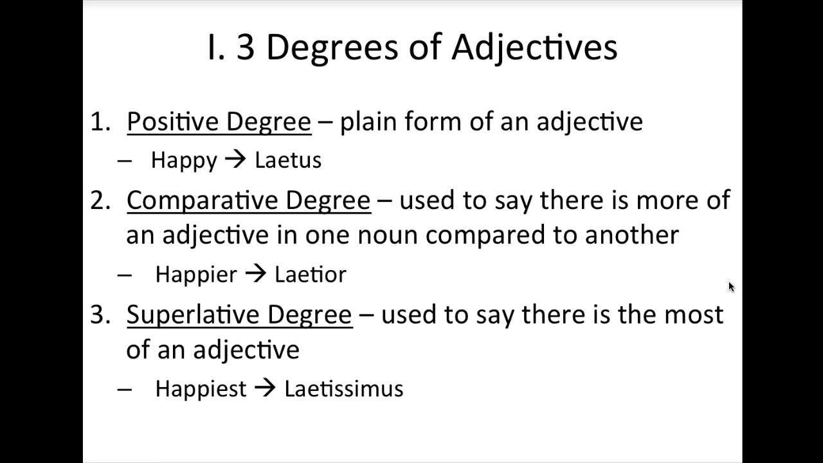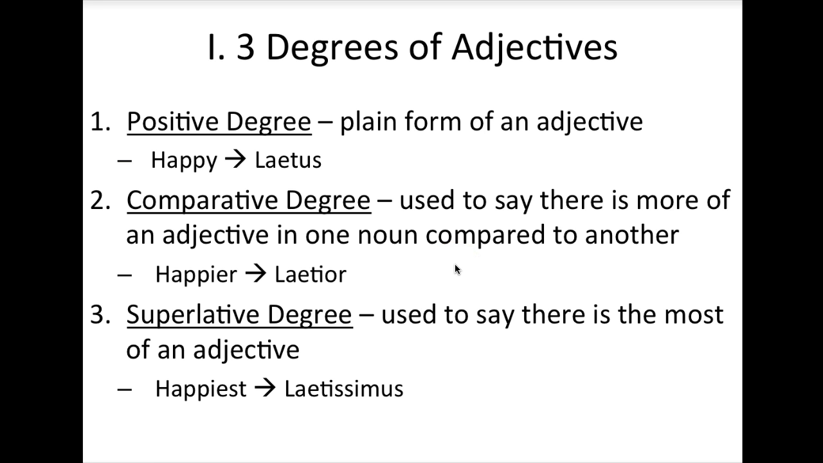The second degree of adjective is the comparative degree. It's used to say there's more of an adjective in one noun compared to another. So this is where you're comparing things, hence comparative degree adjective. In English, this would go from happy in the positive to happier in the comparative. Let's look at the Latin difference. We go from laetus to laetior. Ior in the Latin, and adding a very similar er in the English, which is kind of nice. It's a little bit similar.